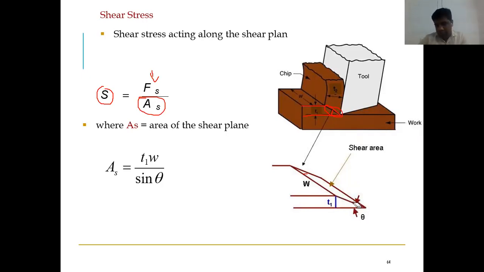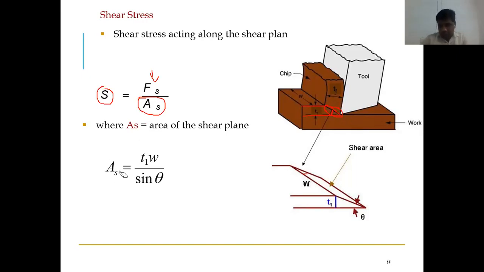So once you know the T1, you can easily calculate this shear area. How to calculate the shear area? Simple, by using this triangle. Sin theta is nothing but the opposite side by the adjacent side. So sin theta is T1 by this side, which you can consider as X. So X is nothing but T1 divided by sin theta. So this dimension is T1 divided by sin theta, and the length of the tool is considered as W.